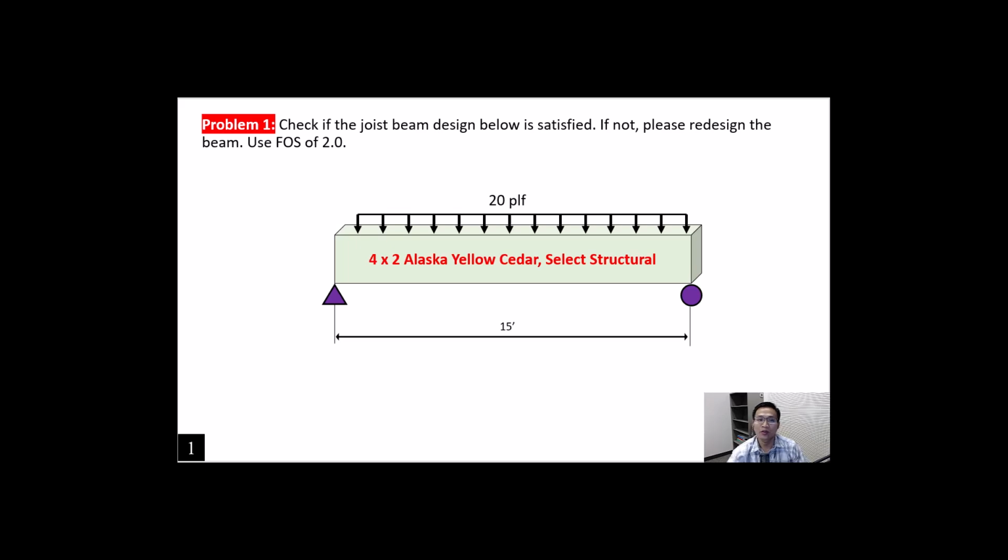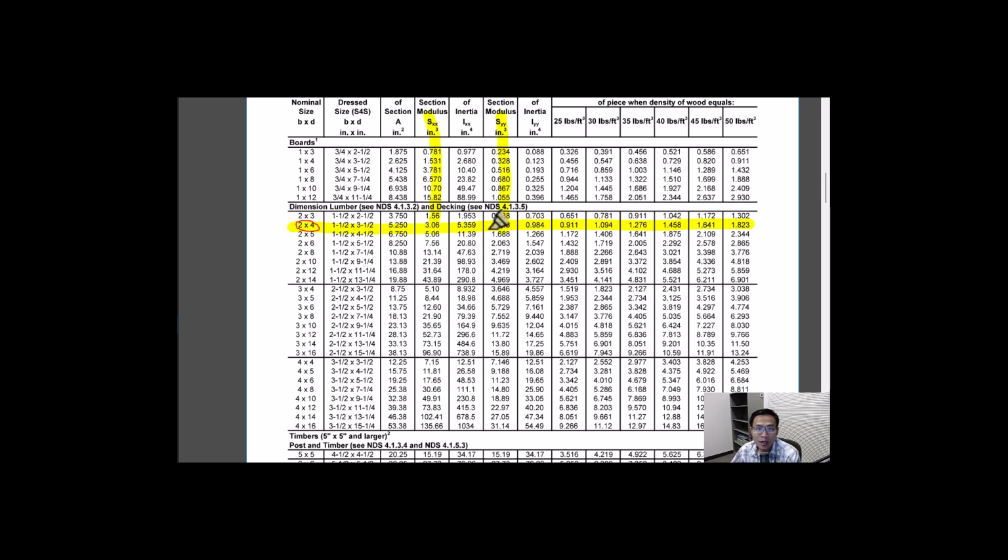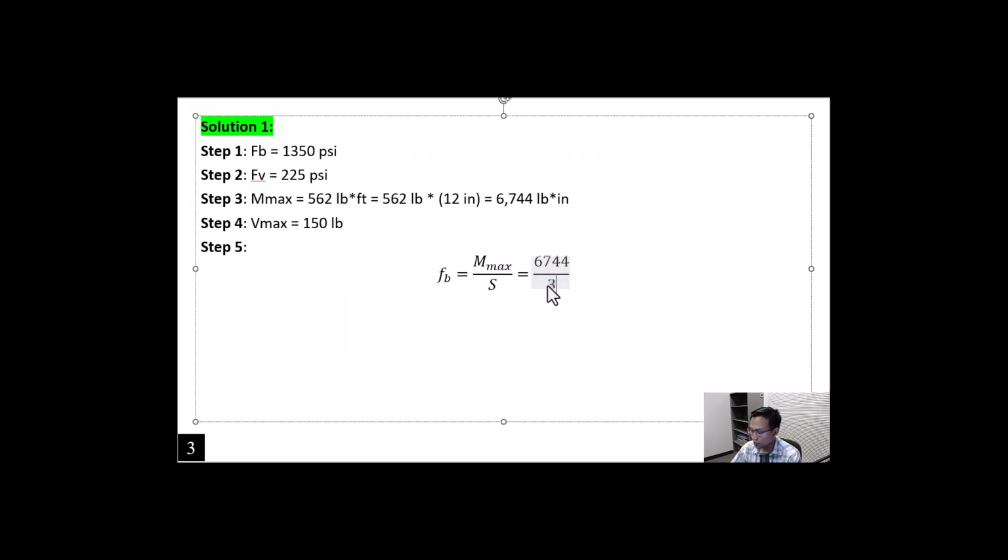So we're gonna use the larger S. So that means we need to use the S of 3.06 over here, 3.06. So we have 3.06, and that one will equal to 6744 divided by 3.06. We're gonna have 2204 psi.